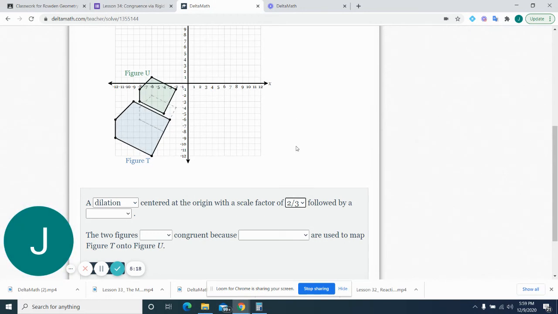I'm sorry, 2 over 3, because it shrinks. 3 over 2 would be 1.5. That would be making it bigger. 2 over 3 means it's making it smaller, so you shrink it to 2/3 its size, right? Doesn't this little guy look 2/3 the size of the big guy? Yeah.